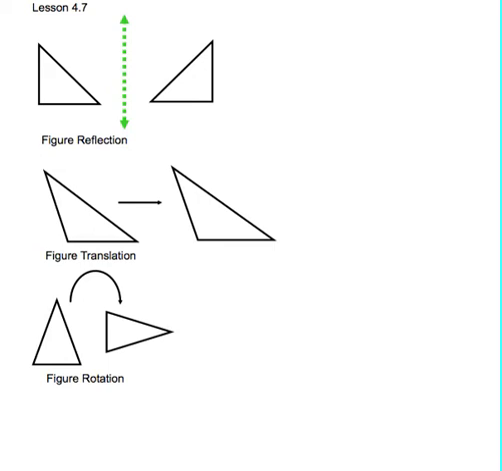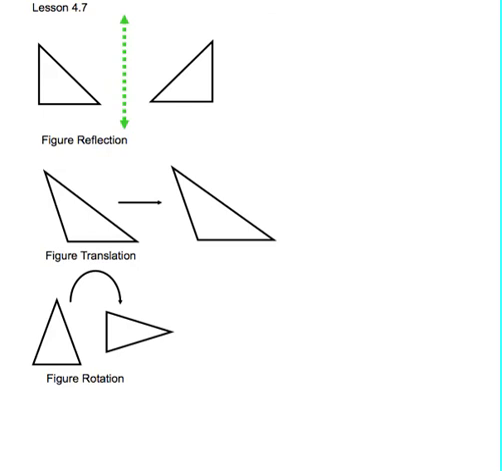The final lesson that we're talking about is 4-7, which is congruence transformations. There are three congruence transformations that are covered in this lesson. The first one is a reflection. It's also known as a flip. It's a transformation over a line, and the line is called the line of reflection.